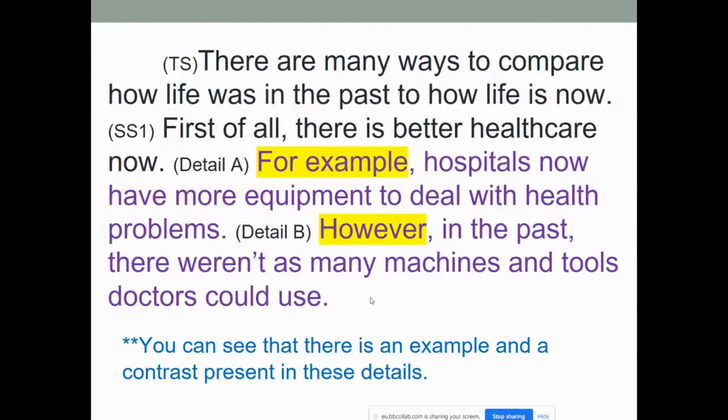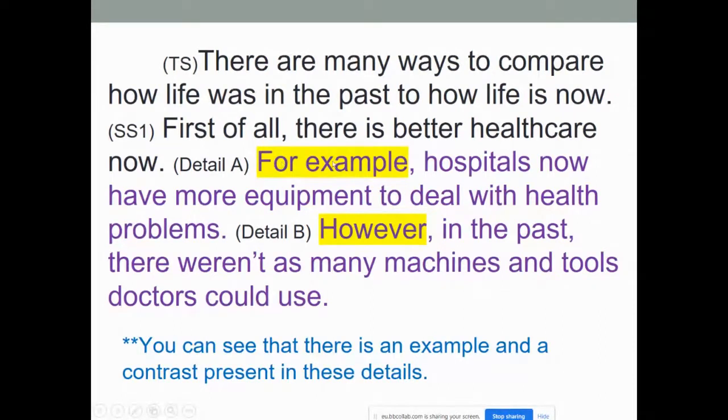Now look at, now I used these signal words and now I'm progressing in writing the paragraph. Look at the topic sentence: There are many ways to compare how life was in the past to how life is now. Then I added the first supporting sentence: First of all, there is better healthcare now. Now I will take this topic, better healthcare, throughout supporting sentence 1 and detail. Now detail A, as I mentioned to you earlier, you have to put at least 2 supporting details to support your supporting sentence.